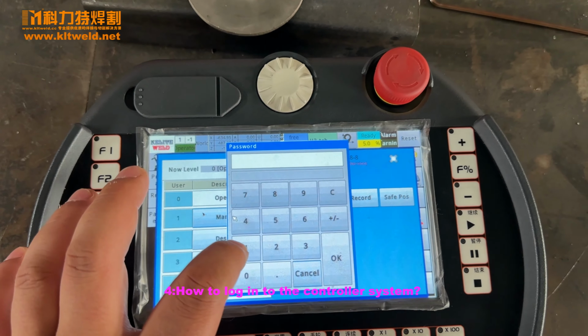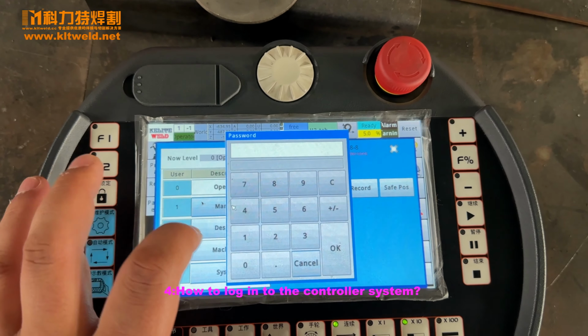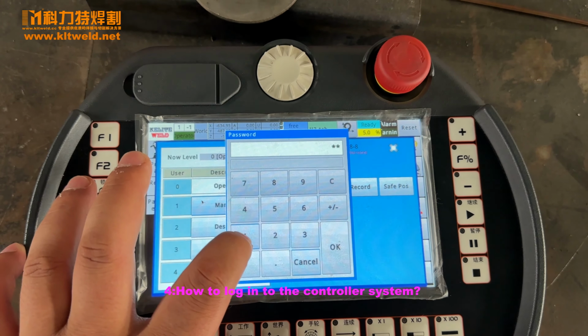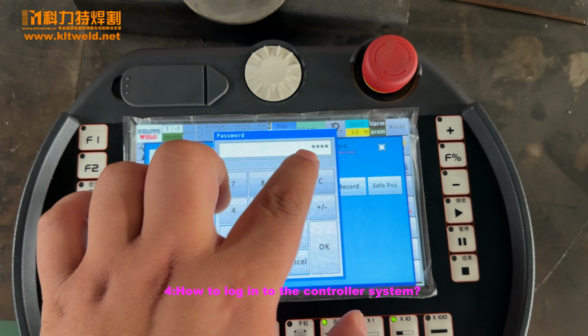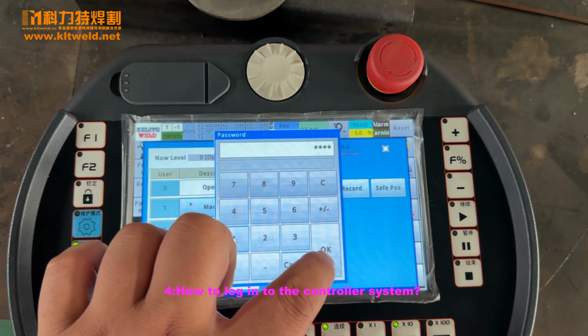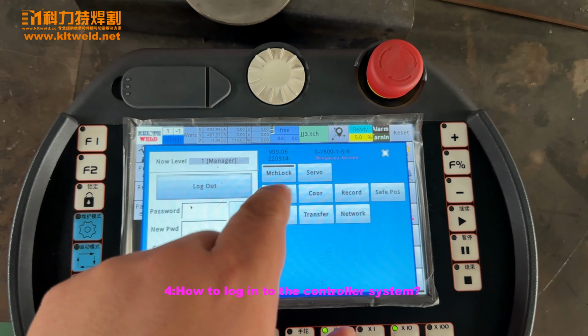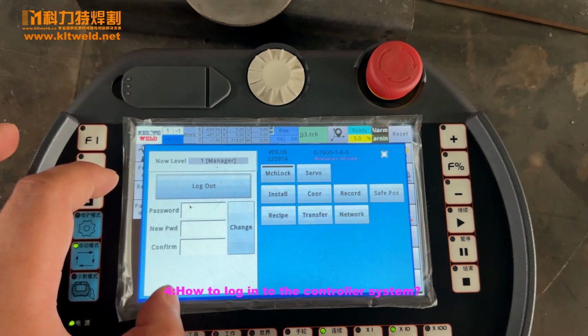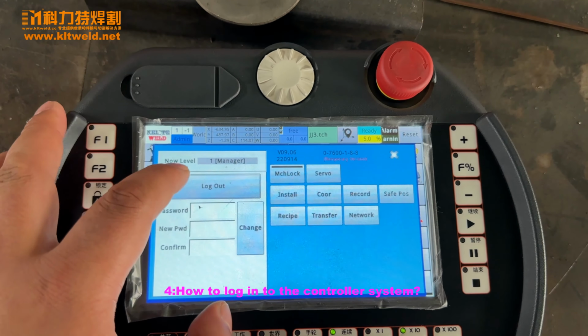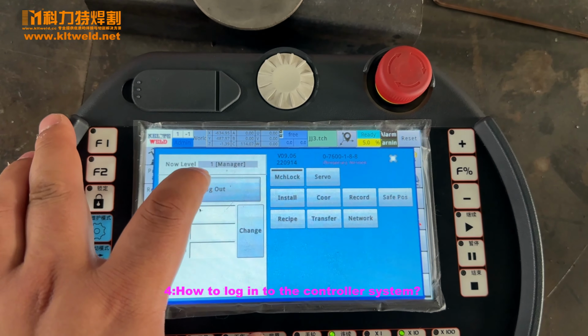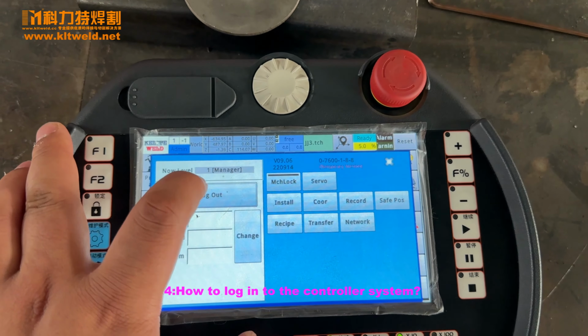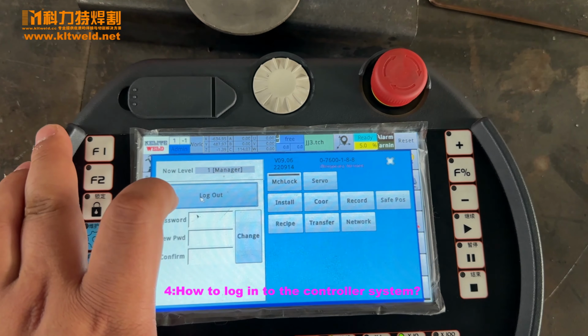Manage, the password is 1 5 4 1 1 1 1 1 1, and please press OK. Here you can see it again. Here is only this question. If you want to change the mode, here is the level. Here, change the level.